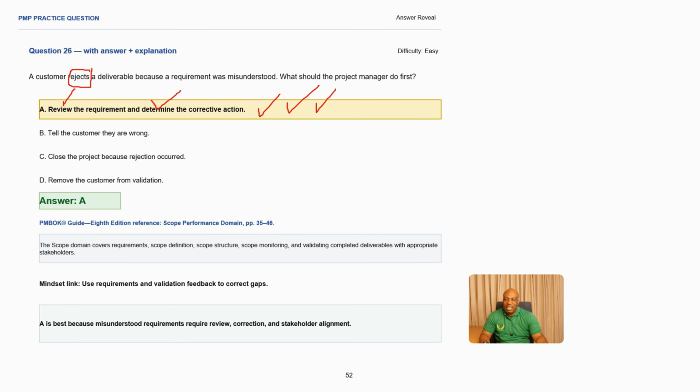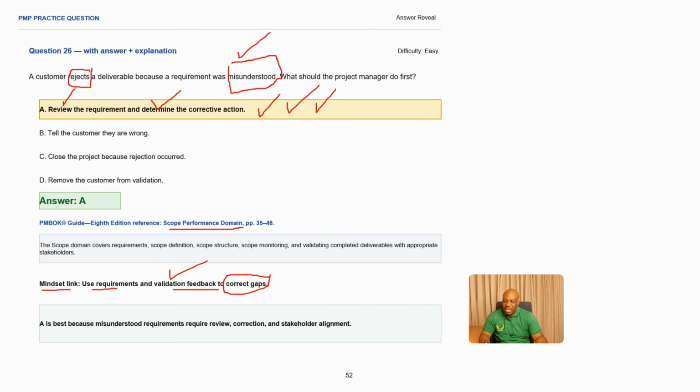Or why is it true that the requirements were also misunderstood? This is very, very important. And our reference here is the scope performance domain in our PMBOK. Then what is our mindset? The best mindset for this scenario is to use the requirements and the validation feedback to correct gaps. This is very important. When you give a customer a deliverable, they go through the acceptance criteria. They can give you feedback. Use that feedback to improve in the next cycle.